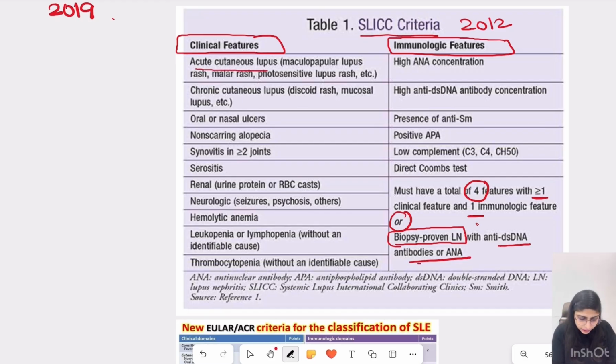The clinical features are acute cutaneous lupus, maculopapular lupus. Now, malar rash is a butterfly rash around the cheeks, and it spares the nasolabial fold. It doesn't involve the nasolabial fold.